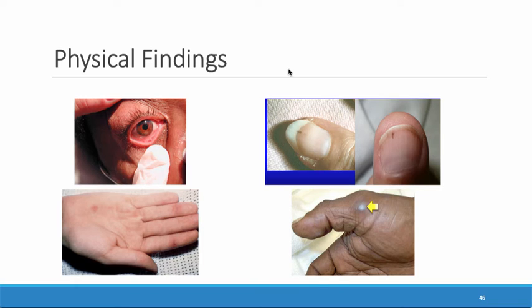Here are some of the physical findings. If you look at the slide, you'll see the description of all these things. These are splinter hemorrhages, Janeway lesions, and this is conjunctival hemorrhages. These are the criteria that we used to have to add up as minor Duke criteria to get a score and see if their endocarditis is real.